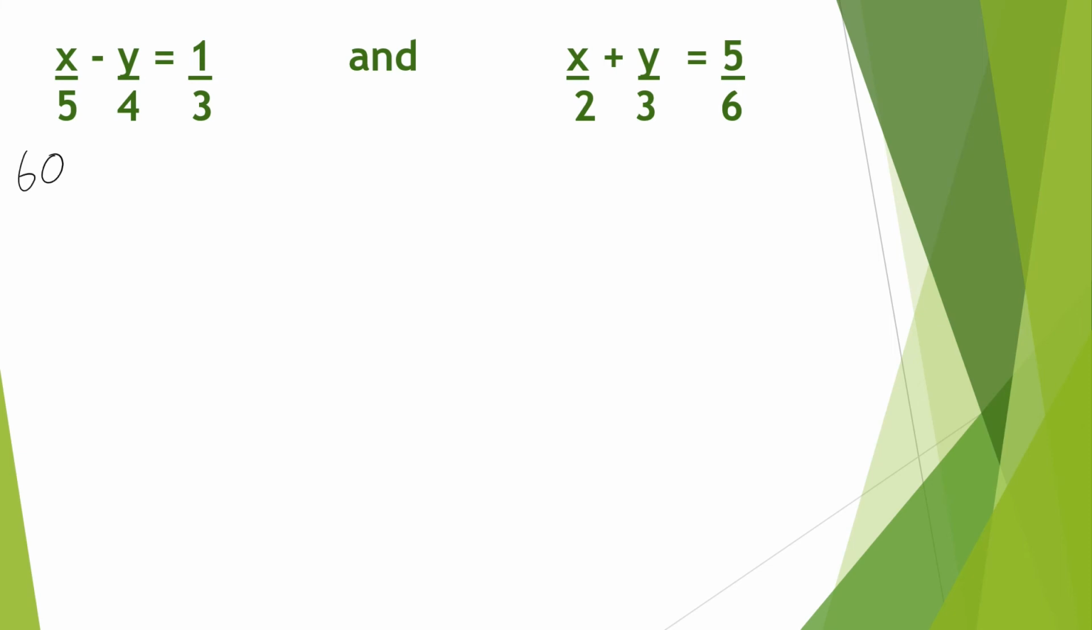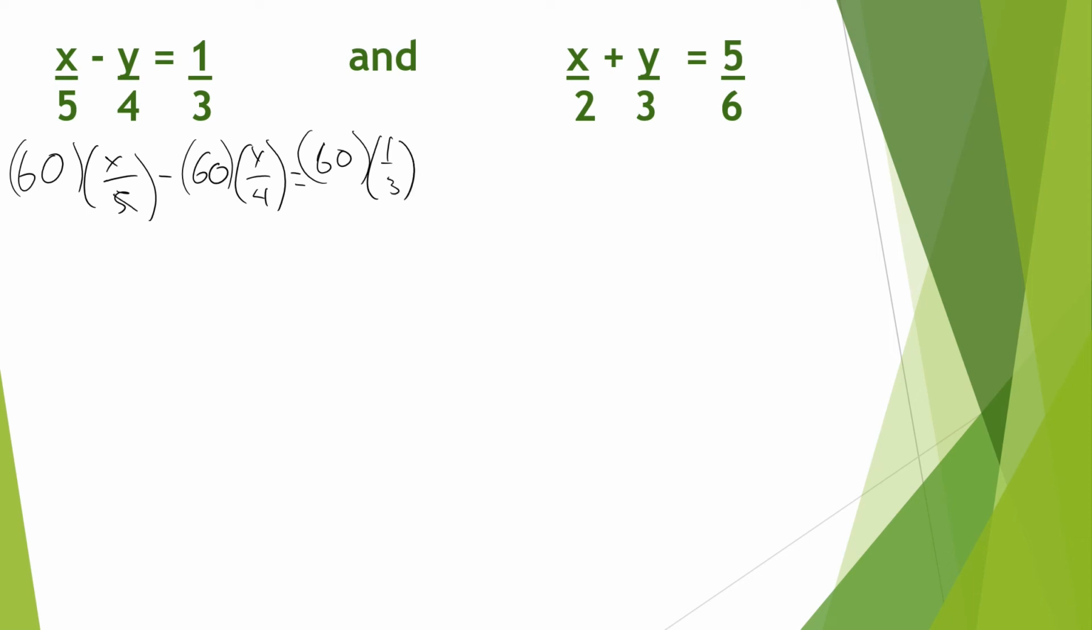Okay, so 60 times x per 5, 60 also times y per 4, minus 60 also times 1 per 3. 5 cancels with 60, divided by the same number, 5 also equals 12. 4 divided by 4 equals 1, so 60 divided by 4 is 15. 3 divided by 3 equals 1, and this also cancels, 20. So you get the answer, 12x minus 15y equals 20.